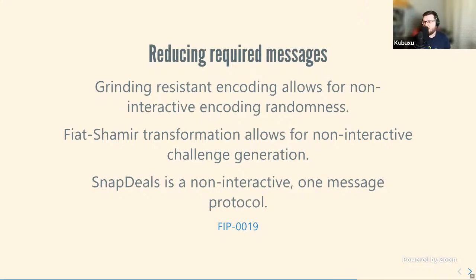So we reduced the number of required messages by using a grinding resilient encoding function, which allows us to use non-interactive randomness for encoding randomness. We also used the Fiat-Shamir transformation for non-interactive challenge generation, which results in SnapDeals becoming a non-interactive one-message protocol, which is amazing because now it reduces complexity. We don't have a waiting period, we don't have 2 messages, we don't have state that can get out of sync, and so on. And now I will hand it over to Jake, who will explain a bit about the implementation of SnapDeals.